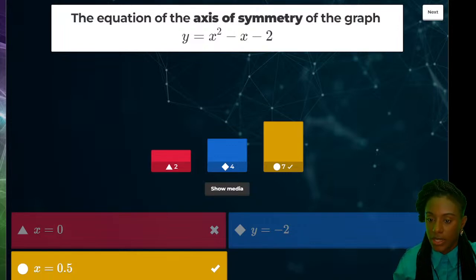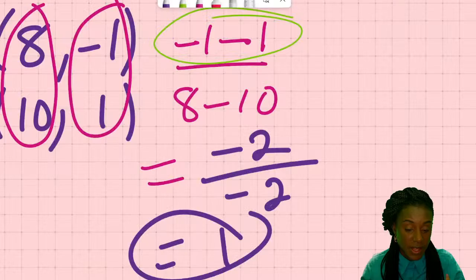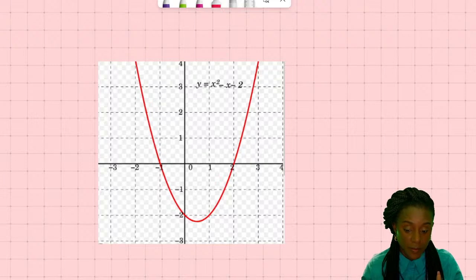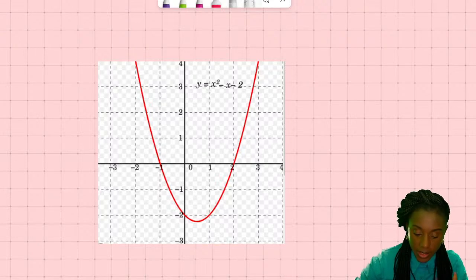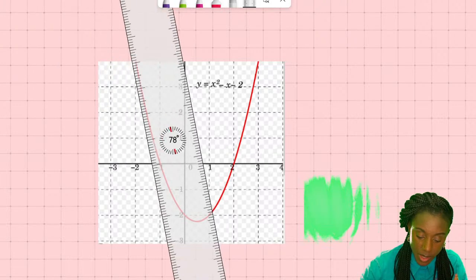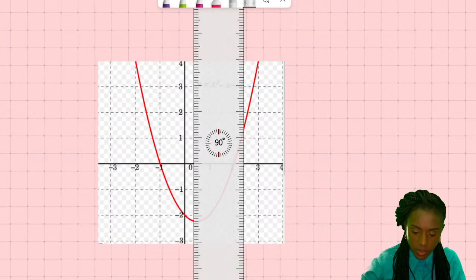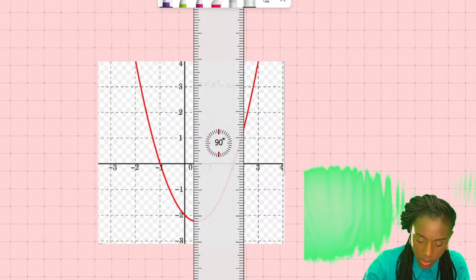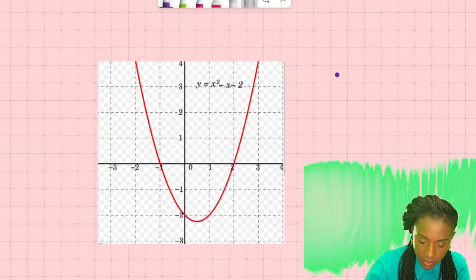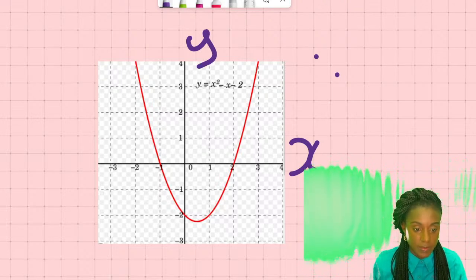Okay, so let's see here. The axis of symmetry, as I said, is that straight line that cuts your graph in half. The axis of symmetry was actually x is equal to 0.5. Let's take a look at this graph. First of all, before I draw the line, could somebody tell me? This is my x-axis, right? And this is my y-axis.